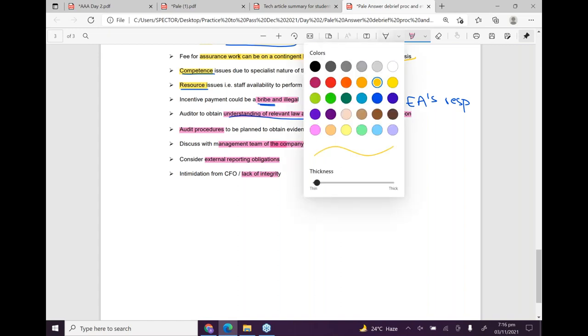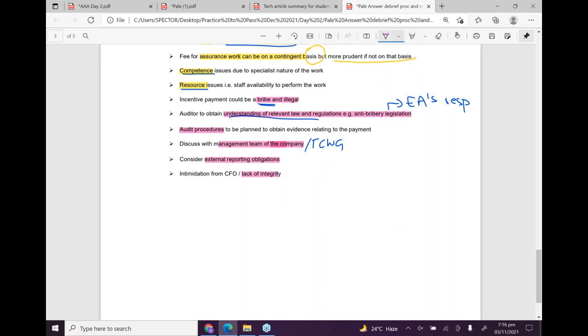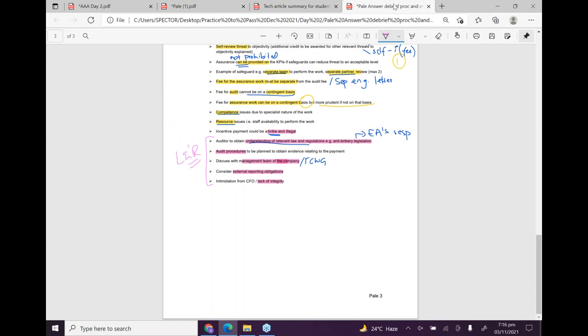None of you picked up the fact that we did this yesterday. If you look over here, this is my standard answer format for laws and regulations. You talk about the responsibilities, you talk about the procedures, you talk about reporting.